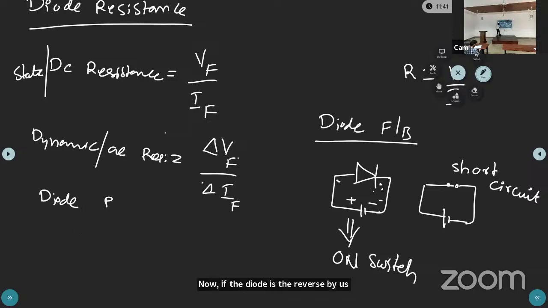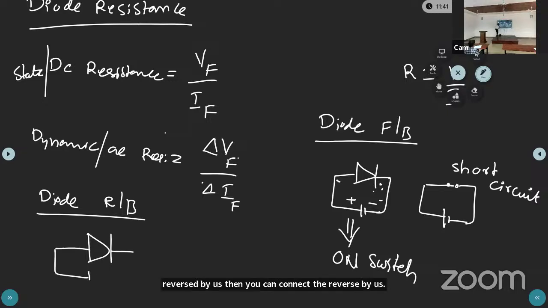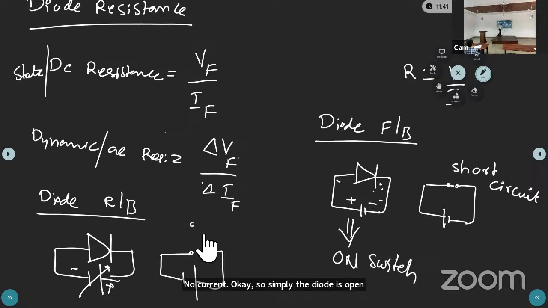the diode is reverse biased, with negative and positive connected in reverse. The junction width increases. If the junction width increases, is any current flowing in the reverse bias junction? No current. So simply the diode is open. The diode acts as an open circuit.